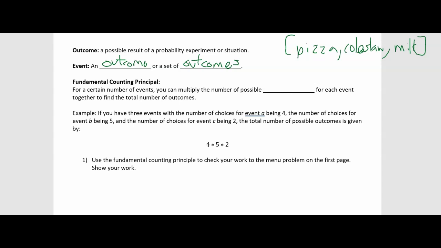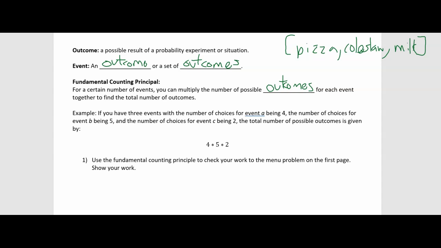Now here's the fundamental counting principle. This is what is going to make our lives a lot easier. For a certain number of events, you can multiply the number of possible outcomes for each event together to find the total number of outcomes. So let's do this example, and then we'll apply it to the lunch example from up above.